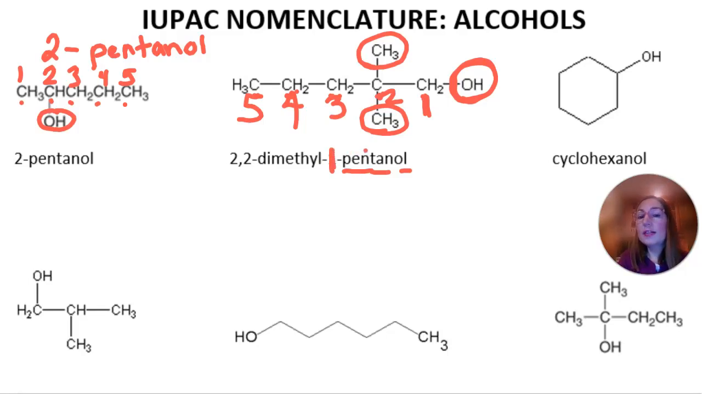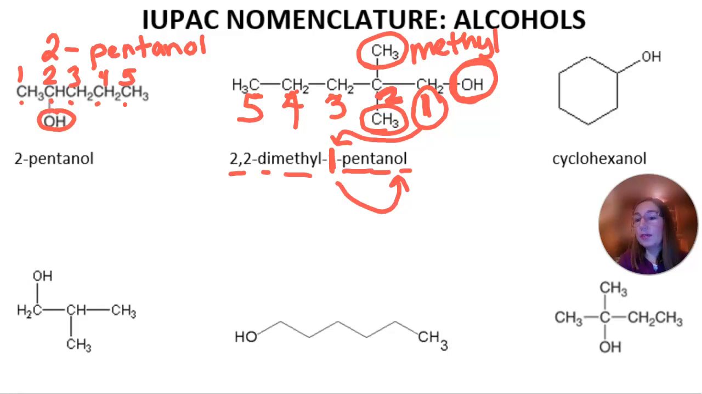So the 1 tells us where the alcohol is at. The OH is located at carbon 1. So it's really like the 1 goes with the "ol." And then we need to say that there are 2 groups at carbon 2. Each of them is a 1-carbon group, so they're each methyl groups. So we'll call it 2,2-dimethyl, because there are 2 methyl groups and they're both located at carbon 2. So 2,2-dimethyl-1-pentanol says that there's an alcohol at carbon 1, 2 methyl groups at carbon 2, and 5 total carbons in the main carbon chain.